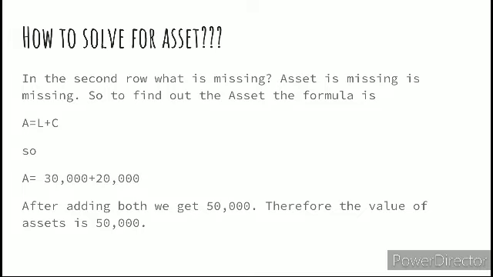To find out the assets, you need to add 2 things, that is the liabilities plus capital. So how much is the liability? Liability is 30,000. How much is the capital? Capital is 20,000. So by adding 30,000 plus 20,000, you get assets, which is 50,000. The value of assets is 50,000.